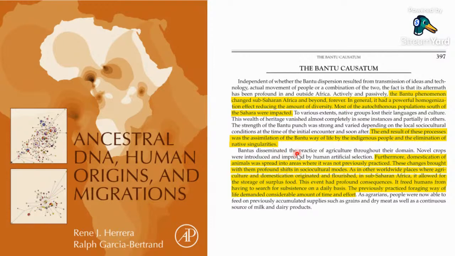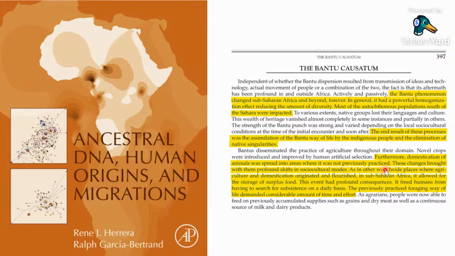Bantus disseminated the practice of agriculture throughout their domain. Novel crops were introduced and improved by human artificial selection. Furthermore, domestication of animals was spread into areas where it was not previously practiced. This is also how we know Bantus are not ancient West Africans, because ancient West Africans did not do things like what was just read, domestication of animals.